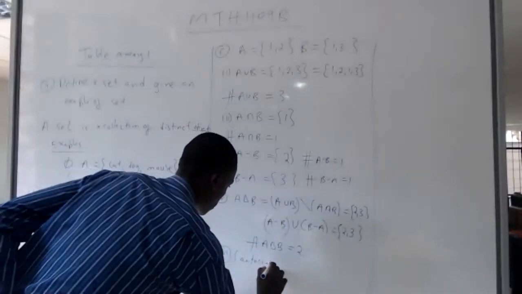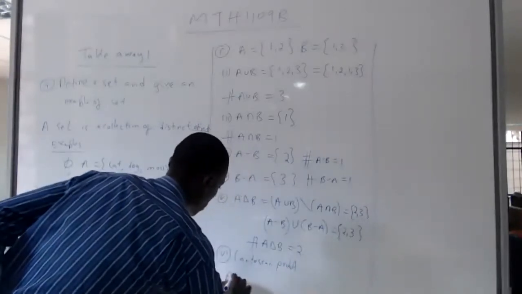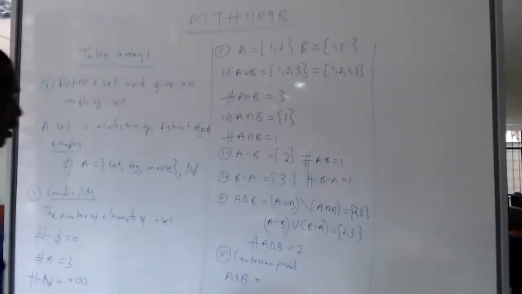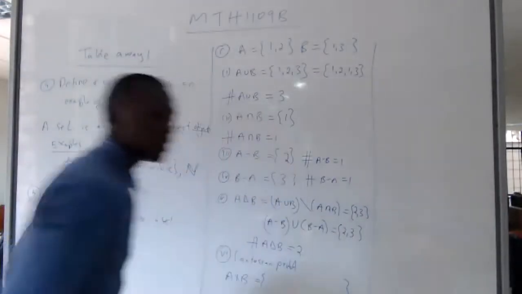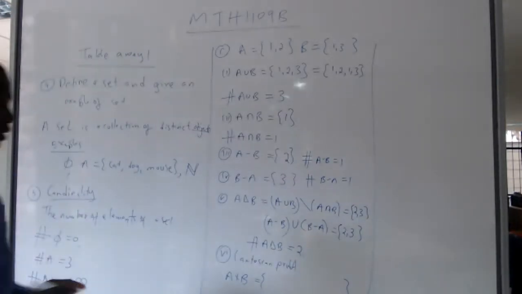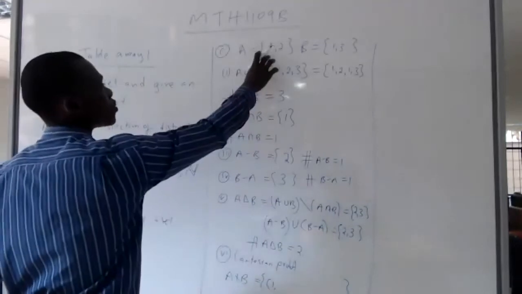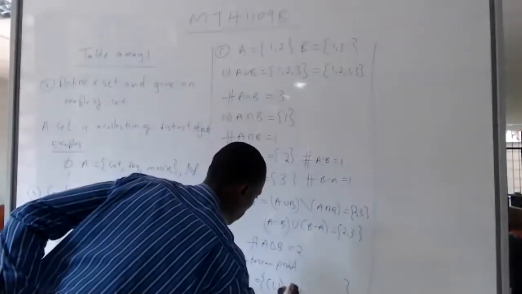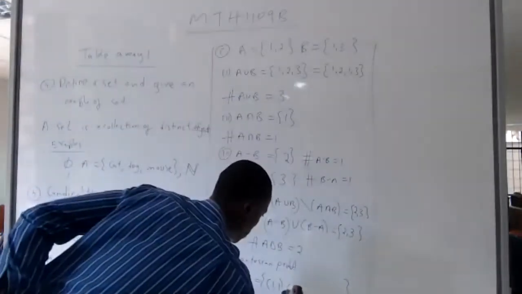Cartesian product. So you are asked to compute the Cartesian product of A and B. In this case, your elements will exist as ordered pairs, okay? So you take the first element of A, which is 1, and pair it with the first element of B, 1. Then take the first element of A and pair it with the second element of B, so 1, 3.